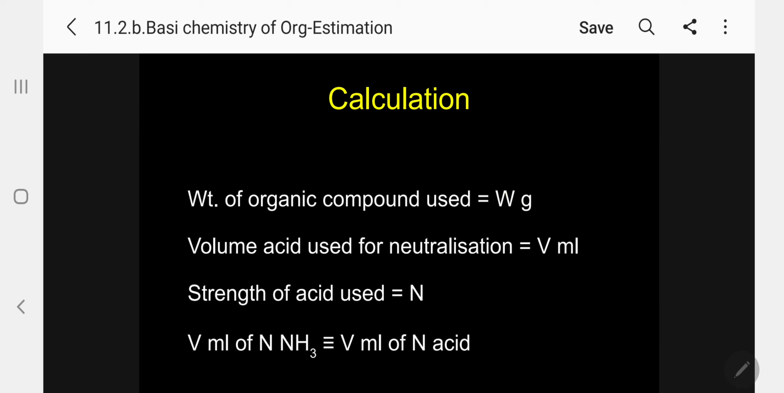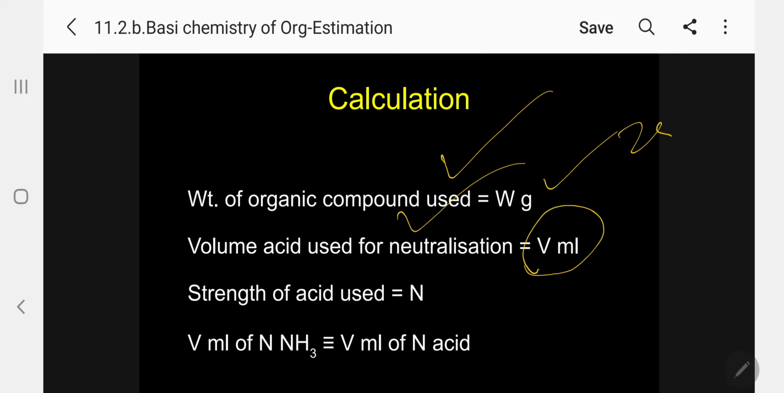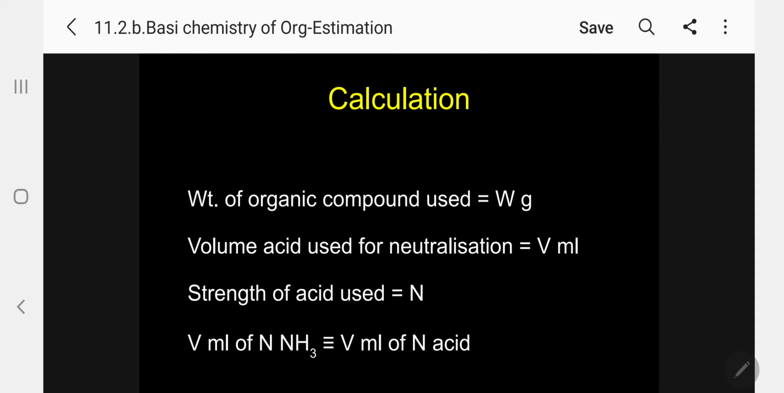Kindly follow now. So please follow the calculation. Weight of organic compound used, W gram, as usual. I am always telling W gram. Volume used for neutralization is V ml. Let us say 25 ml I am using, I will say it is V ml. The strength of acid is N, it may be 0.1. I am using N. So the formula: V ml of N ammonia equals V ml of N acid.